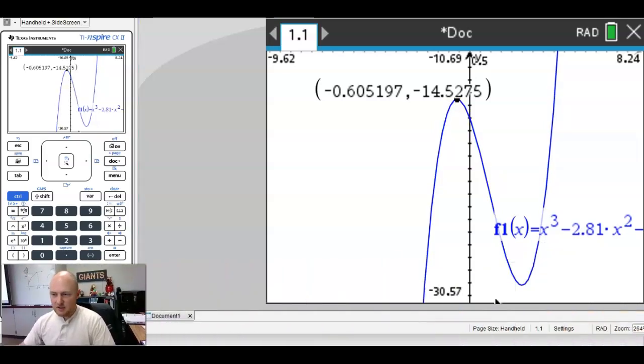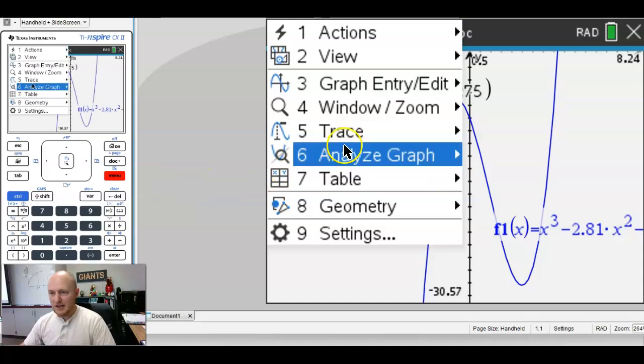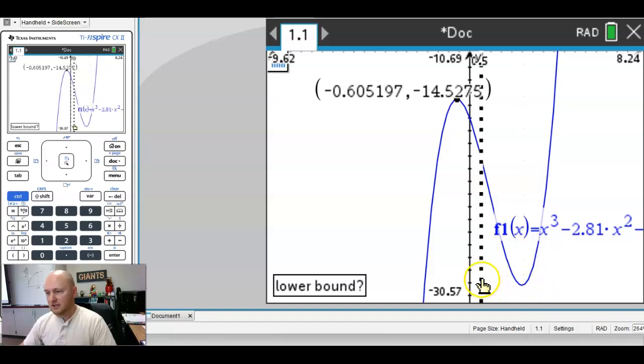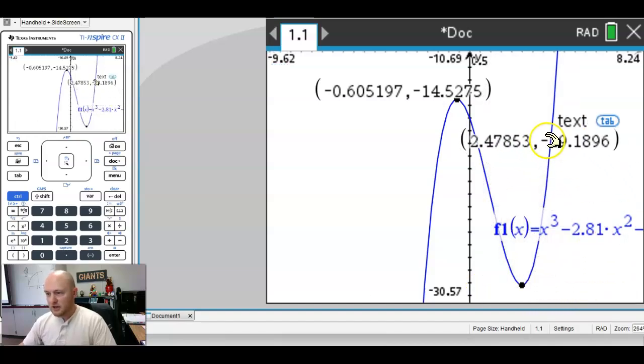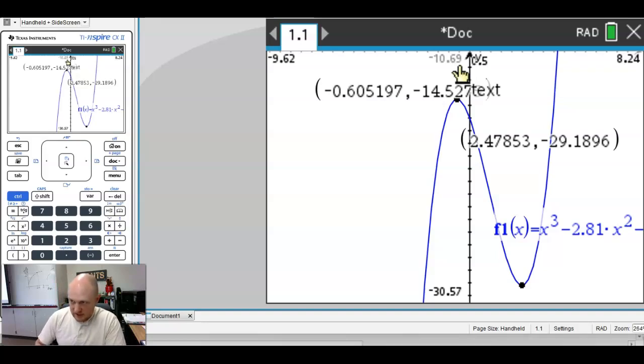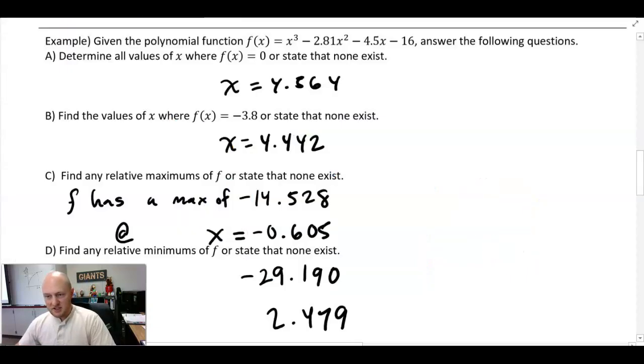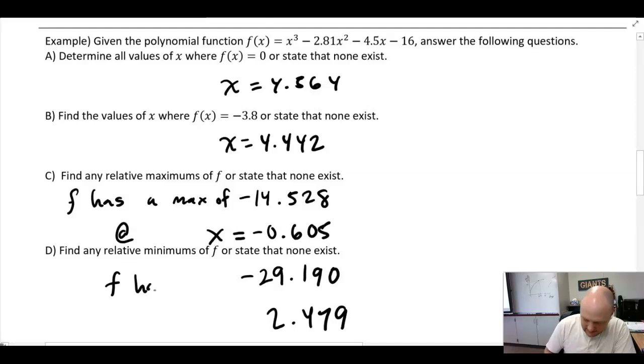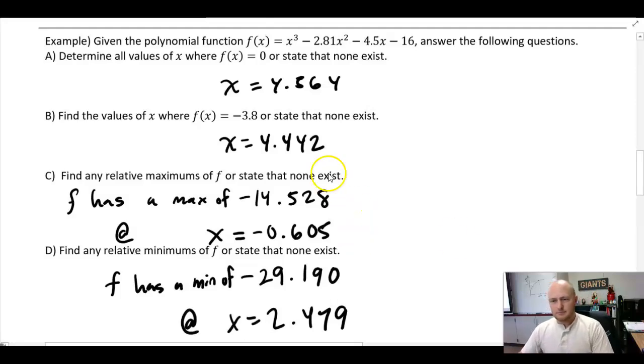Okay, hopefully you paused and you gave it a go. Much similar to the last question, we're going to analyze the graph, but this time I want minimum, and the minimum occurs right here. So I'm going to click left and then right of it. So here are our values, negative 29.190 if I round, and this occurs at 2.479. So my sentence would look like this: f has a minimum of that value at x equals that value. All right.